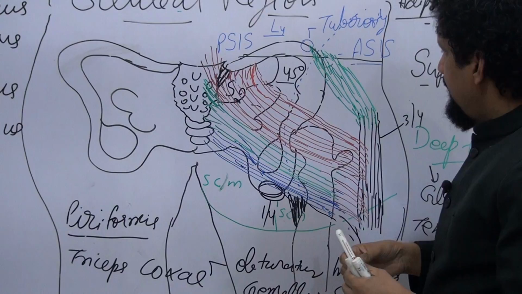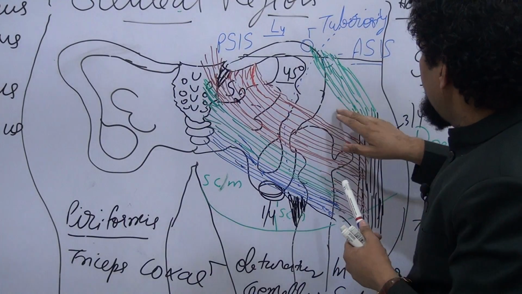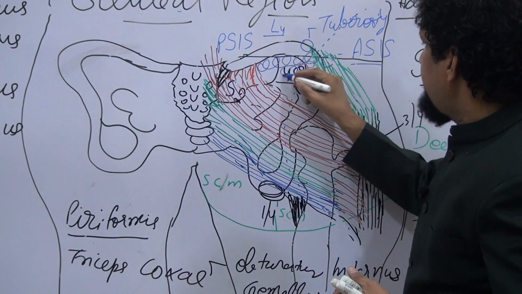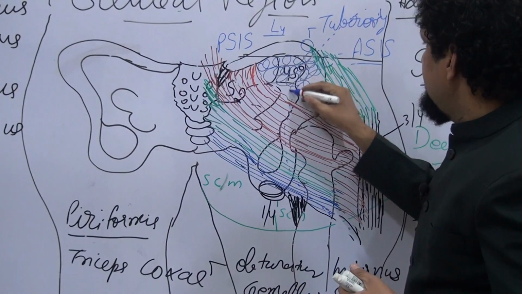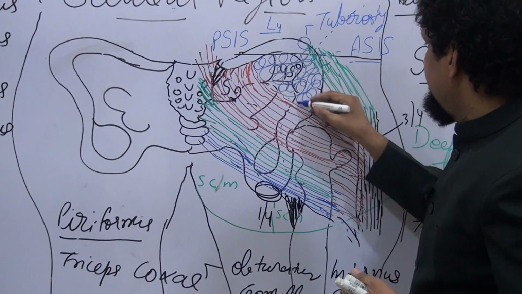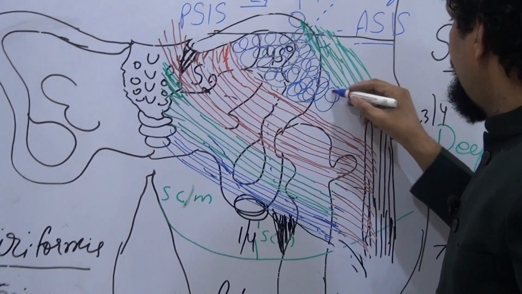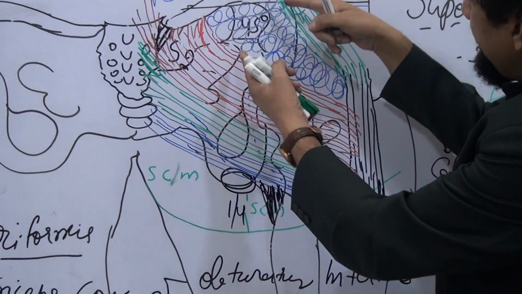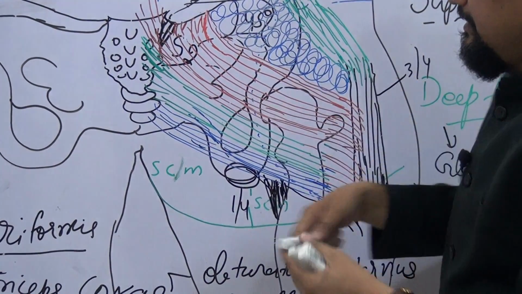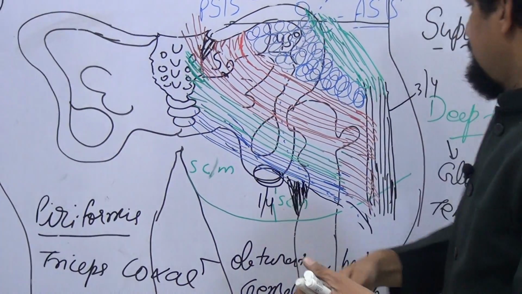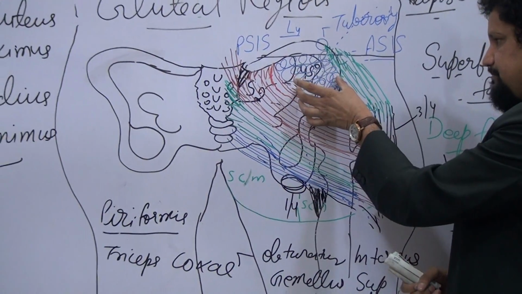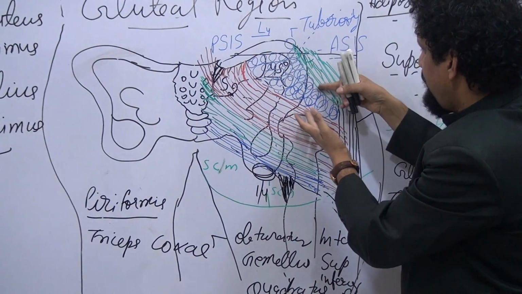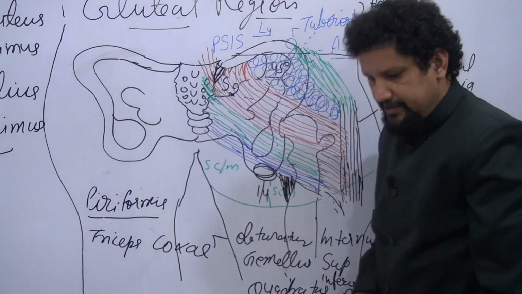Now one triangular area is left uncovered by the two muscles. This triangular area which is left uncovered is covered by the gluteal aponeurosis and has the gluteus medius muscle and gluteus minimus muscle. The gluteus medius muscle and minimus muscle are covering this triangular area, and this is the safest site for intramuscular injection in the gluteal region.